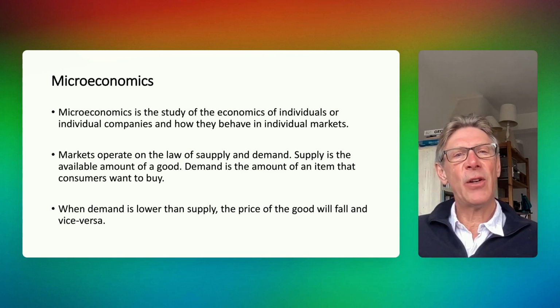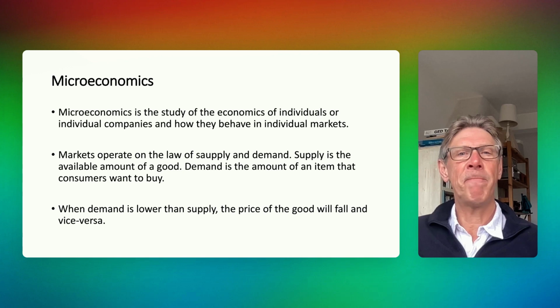Markets will operate on a law of supply. Sorry, I've spelt supply wrong. It should be S-U-P-P-L-Y, supply and demand. Supply is how much of that good is available. How many shirts can you make? Demand is the amount of that item that consumers want to buy. How many shirts are the consumers going to buy?